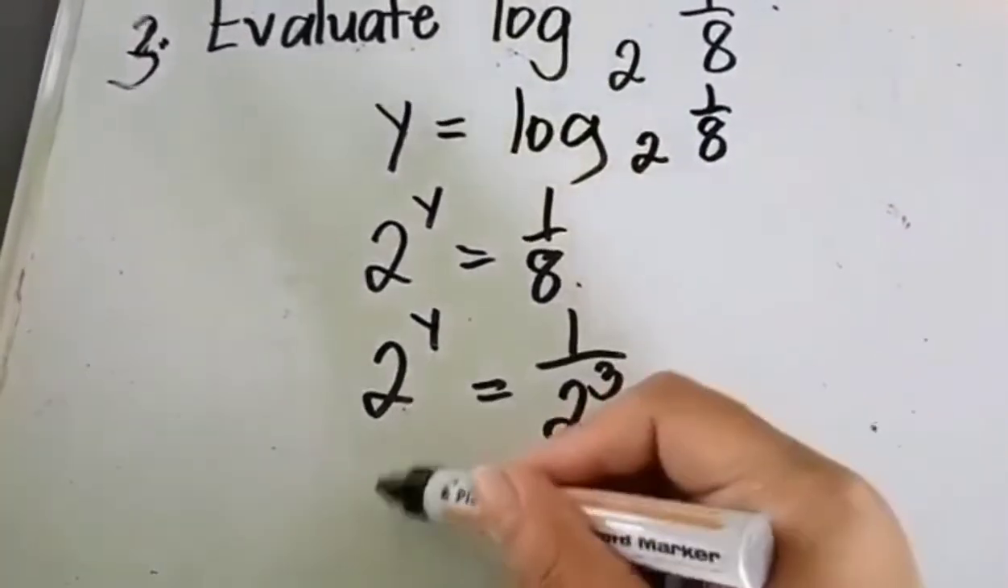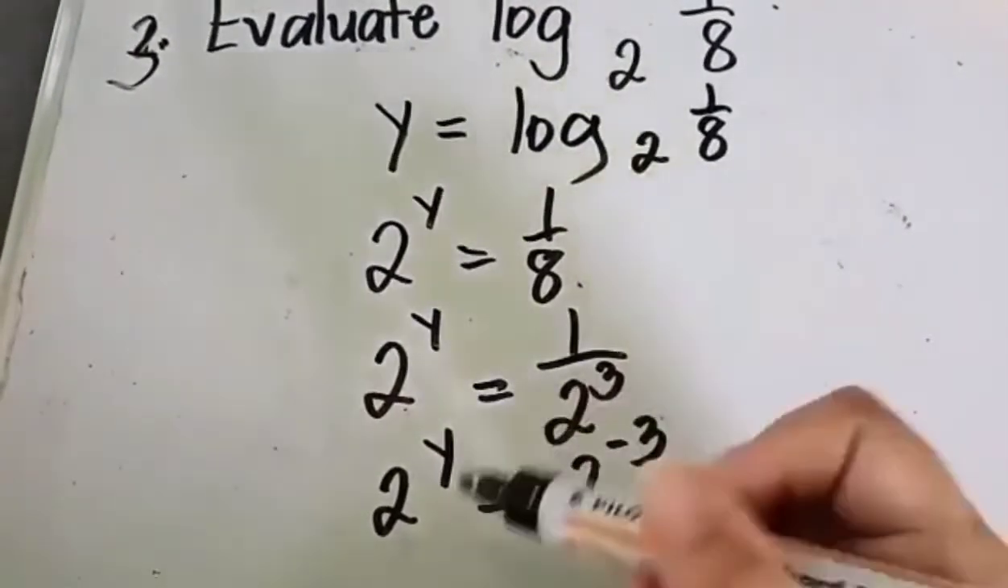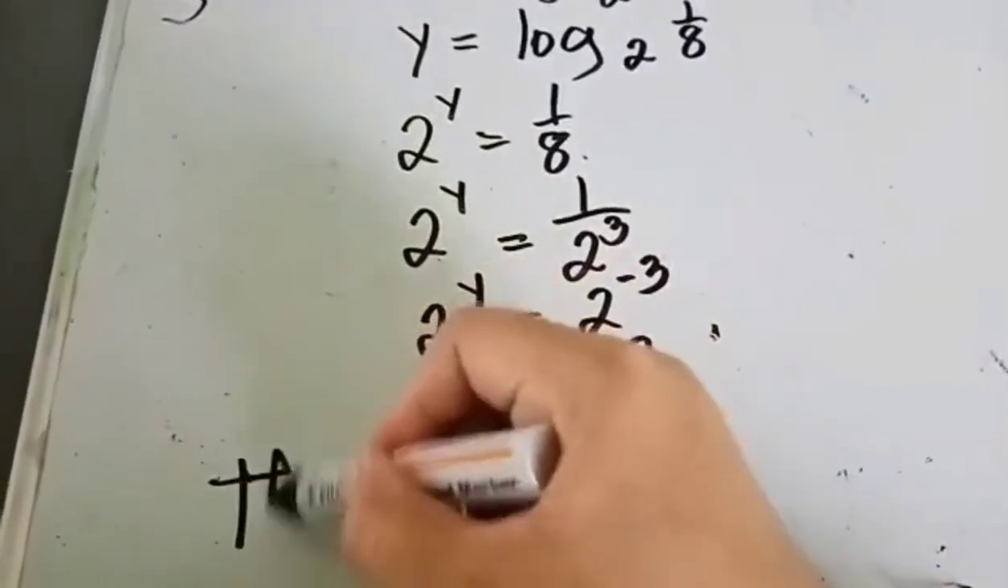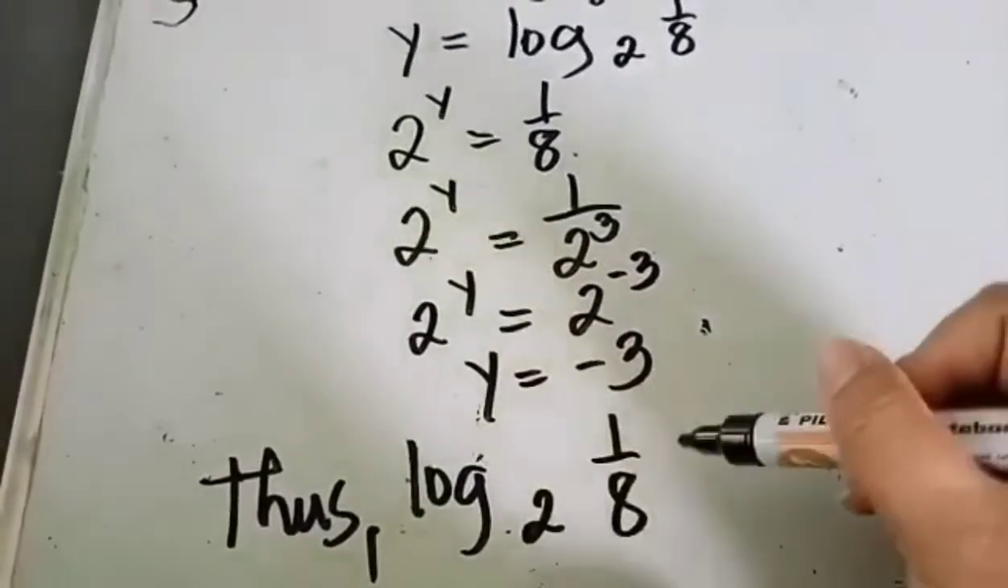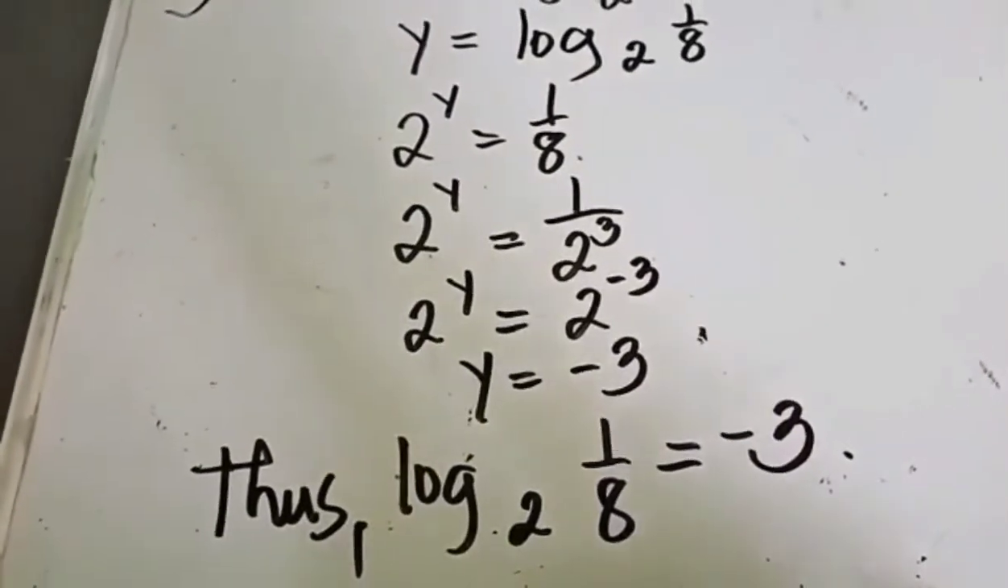So we have here 2 to the power of y is equivalent to 2 to the power of negative 3. So y is equal to negative 3. Thus, of course, the logarithm of 1 over 8 to the base 2 is equivalent to negative 3. So that will be your answer. Okay, class. So that is what we mean by logarithmic functions. That is how you are going to write a logarithmic form into an exponential form and from an exponential form into a logarithmic form, and that is how you are going to evaluate logarithmic functions.